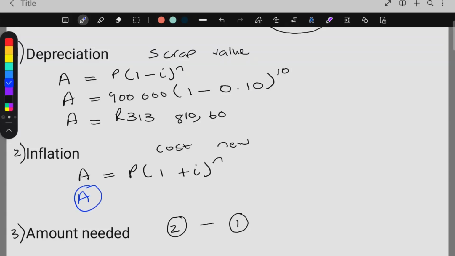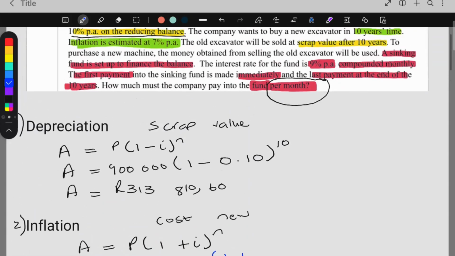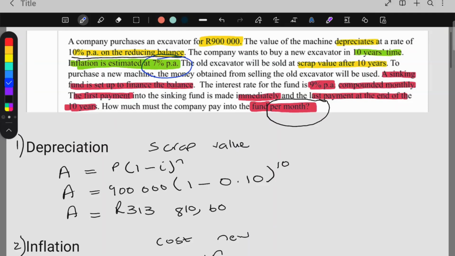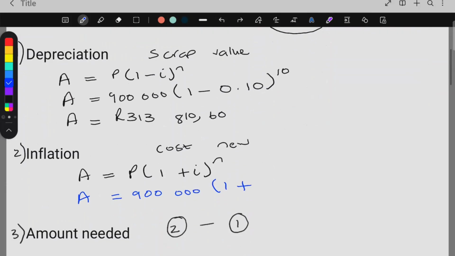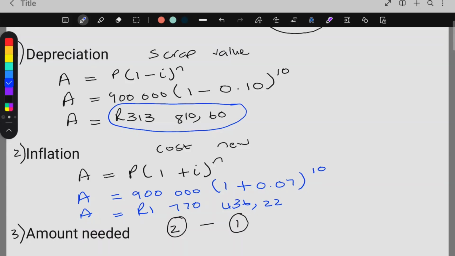A is the cost of the new machine in 10 years' time. So at the moment, the machine is 900,000. Then we're going to take inflation into account. Inflation is 7% per annum because remember, the prices increase with time. So 0.07 is inflation, and this is in 10 years' time. And I get the value of a new machine to be 1,770,436.22. So this is the scrap value in 10 years' time. This is the cost of a new machine in 10 years' time.